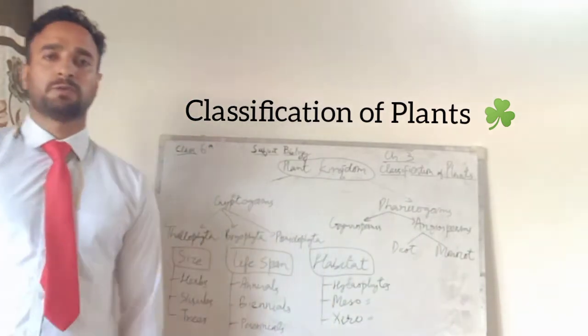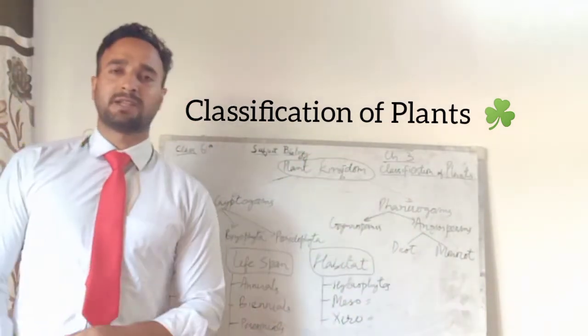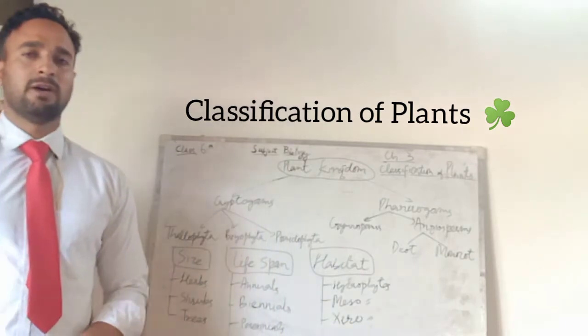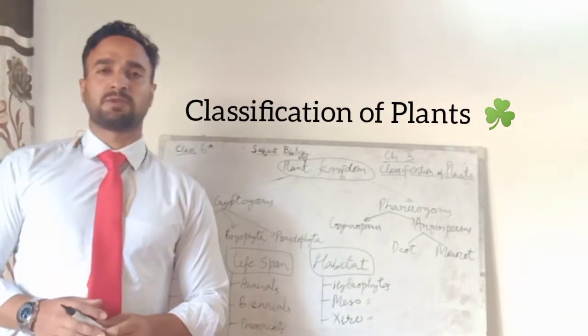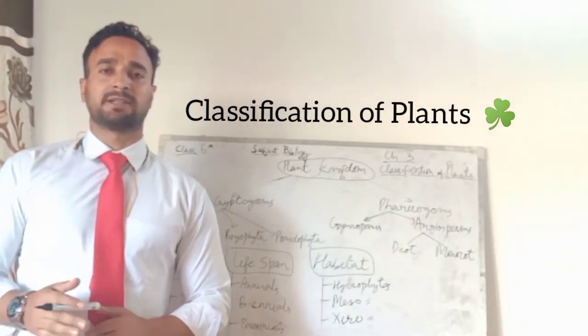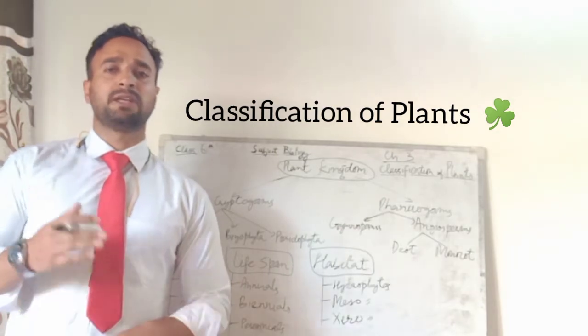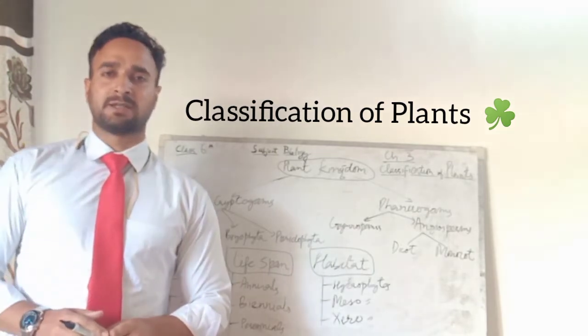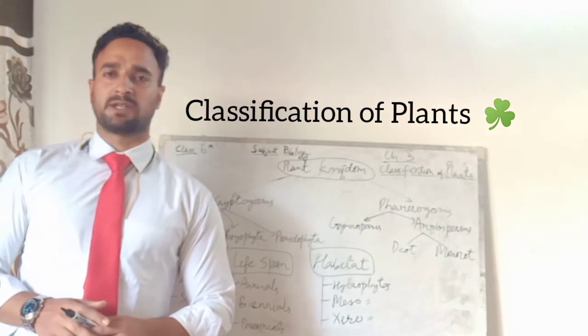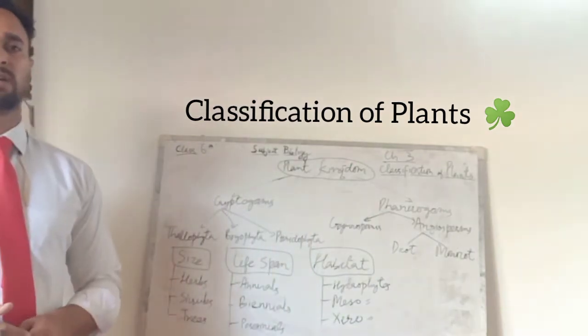Today we are going to learn chapter number 3 in your syllabus, that is classification of plants. Plant taxonomists, you know, are the scientists that are concerned with the grouping, naming and classification of the plants. R.H. Whitaker was the first person to study and classify plants.